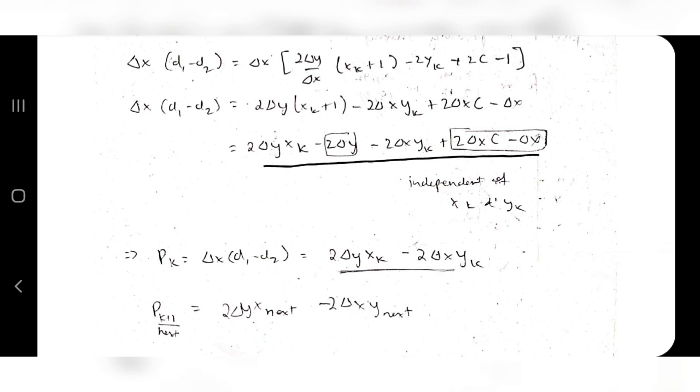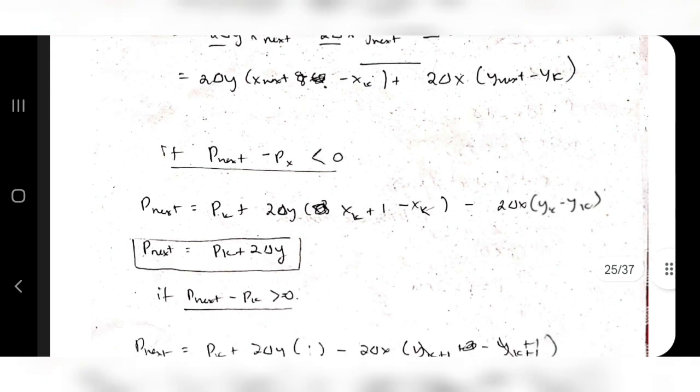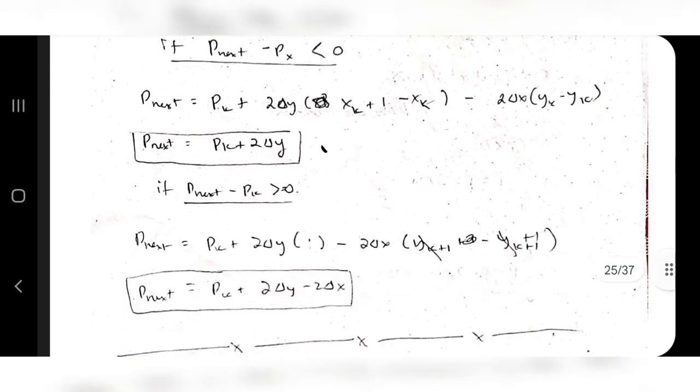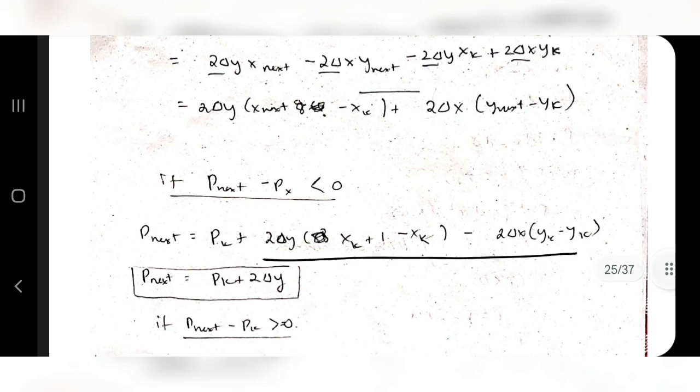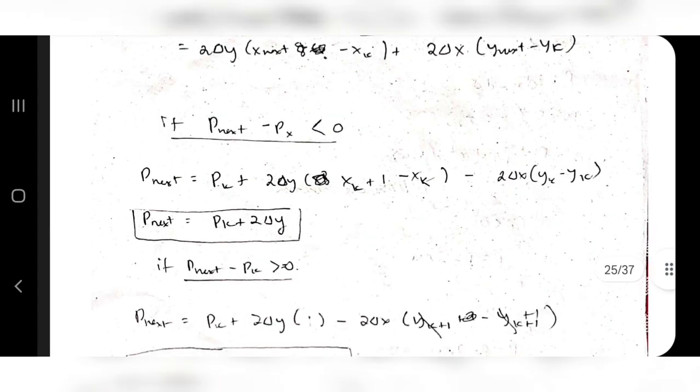By using this formula, we'll find out the first positional parameter, which means p0. Then we'll find p1, then p2 and so on. So first, we need the value of p0, and to get it we'll use this formula. These two formulas are for less than 0 and for greater than 0. We got these from here: you just substitute the value of y next as yk in case of less than 0, and yk plus 1 in case of greater than 0.